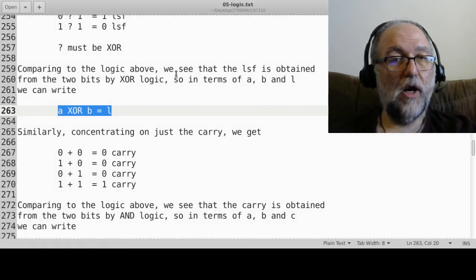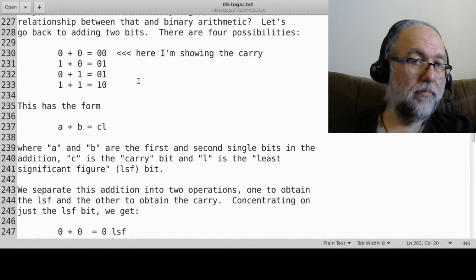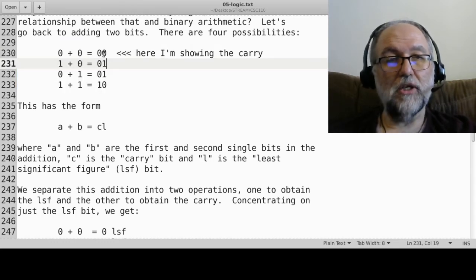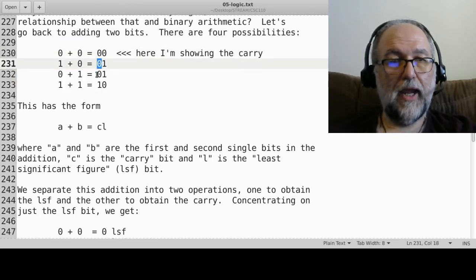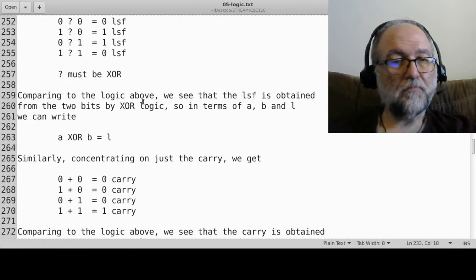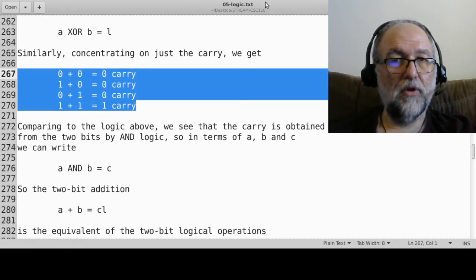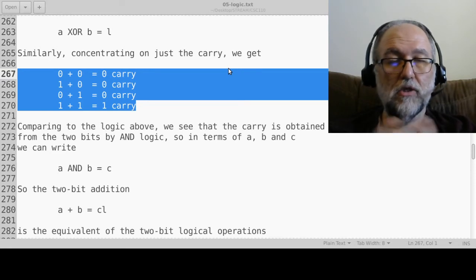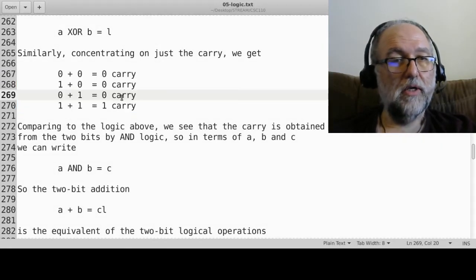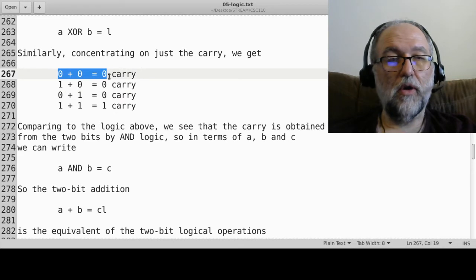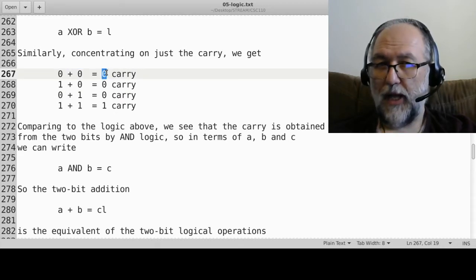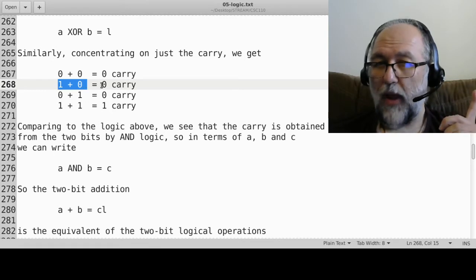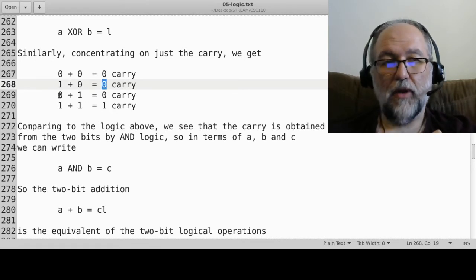So you go back to our original addition here, and you throw away the least significant figure and just concentrate on the carry right there. What you get is this table here. Remember, the least significant figure has been thrown away. So what do you get? Well, 0 plus 0 is equal to 0, carry 0, and I'm just writing that down. 1 plus 0 is equal to 1, throw that one away, carry the 0, so just keep the carry.